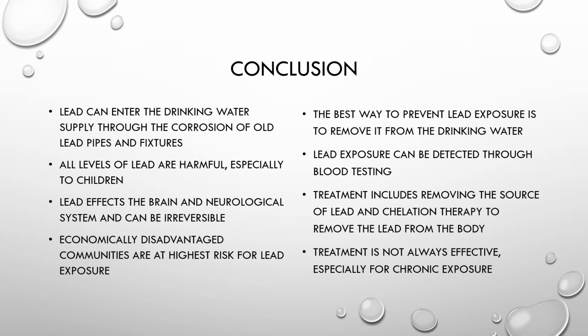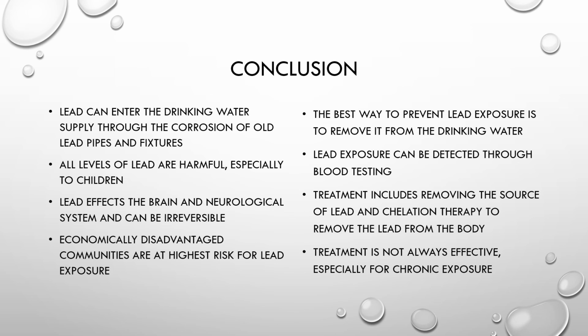In conclusion, lead enters the drinking water through corrosion of old lead pipes and fixtures. All levels of lead in the body are harmful, especially to children. There is no safe level of lead exposure. Lead affects the brain and neurological system and can cause irreversible damage. Children under the age 6 in economically disadvantaged communities are at the highest risk for lead exposure. The best way to prevent lead exposure is to remove it from the water supply.